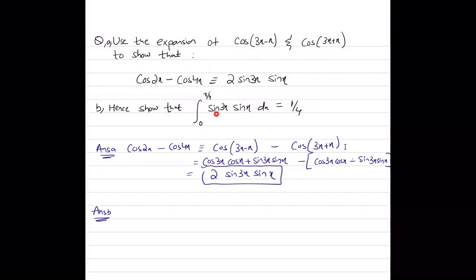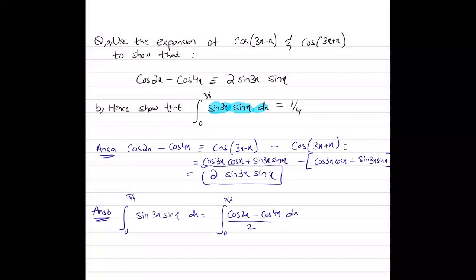Alright, so integration of sin 3x sin x is the same as saying cos 2x minus cos 4x. I can easily replace sin 3x sin x dx in terms of cos, but I need to take one thing into account, and that is that sin 3x sin x from 0 to pi by 4 is going to be equal to cos 2x minus cos 4x upon 2. Do you agree with this? Yes, sir. From 0 to pi by 4.